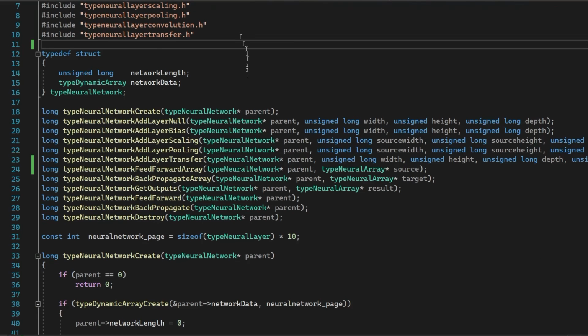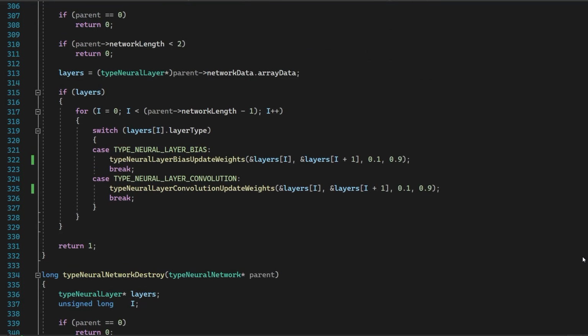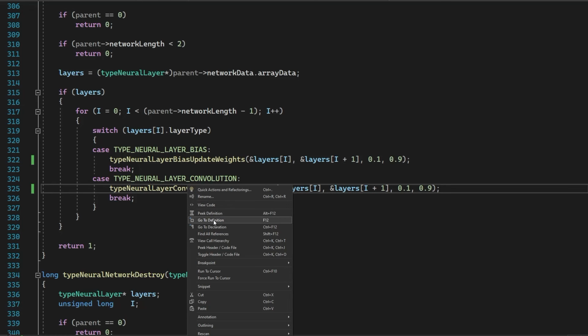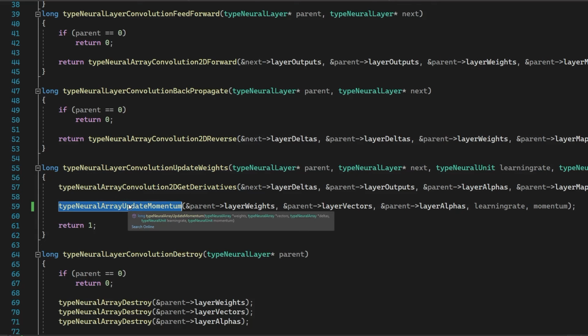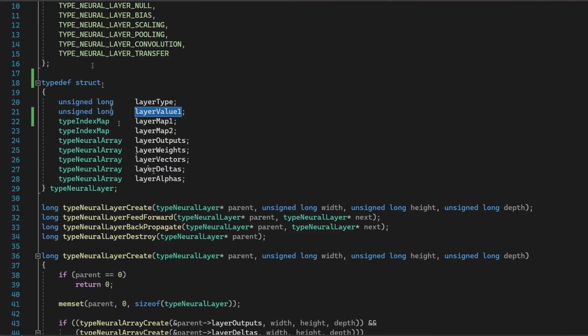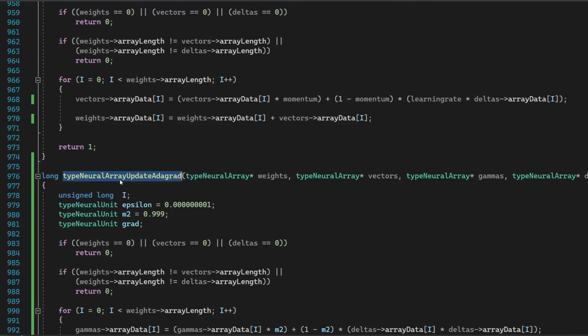Okay, where is it? Update weights, convolution update weights. Oh, this is problematic. Update momentum. I need a way to select which one I'm using, because having to change everything each time doesn't really make sense. Okay, do we have it? Neural array. Let's try AdaGrad first, see if it gives anything.